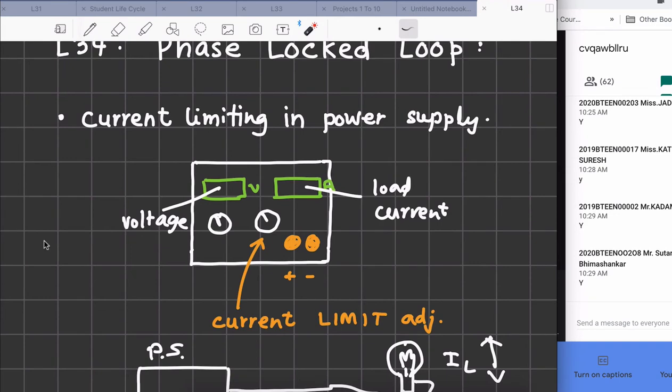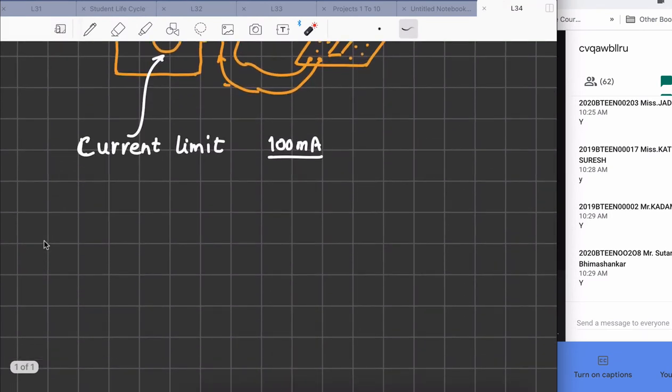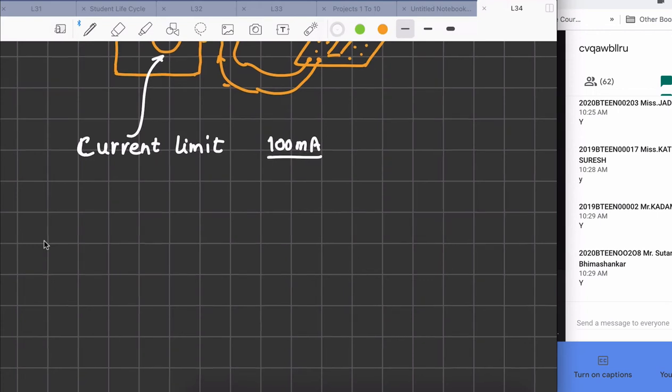Right. So now how do power supplies do current limiting? There are two types of current limits implemented in power supply.